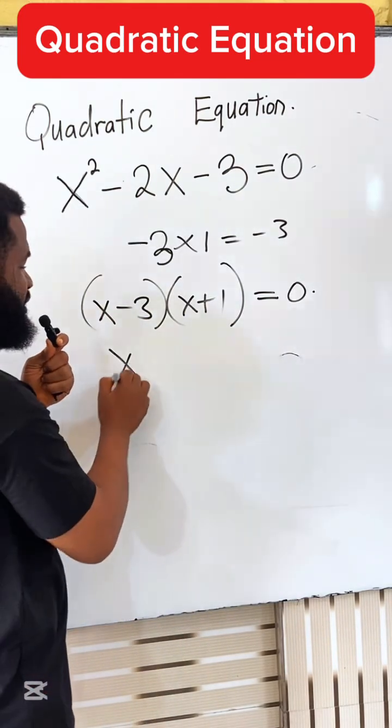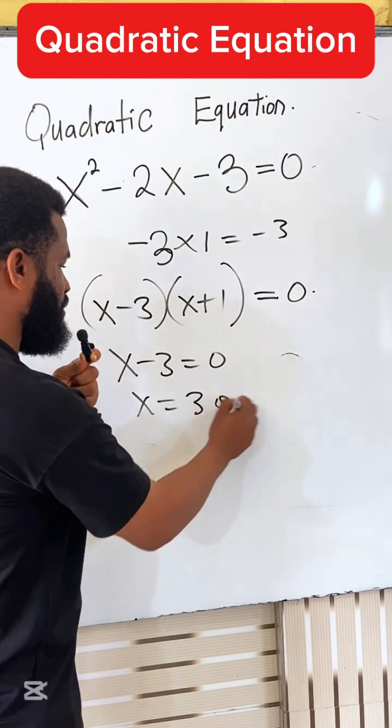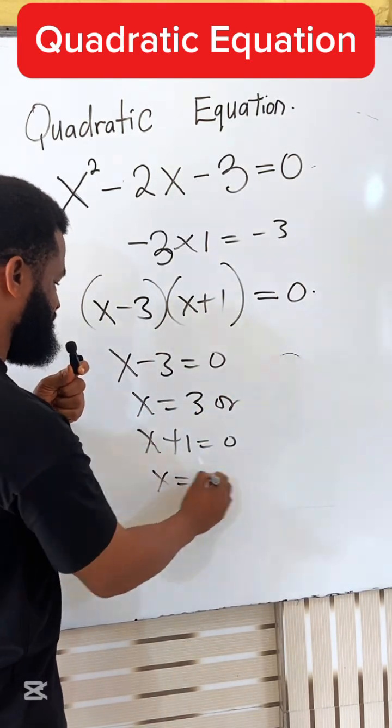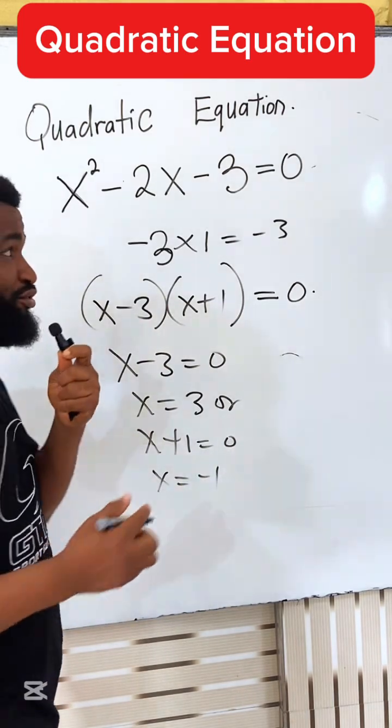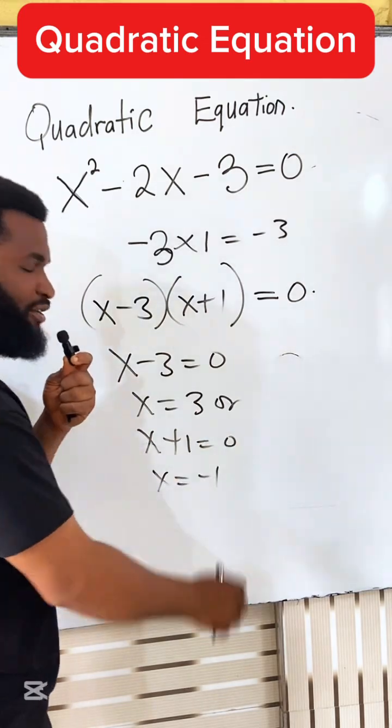I'm going to have x minus 3 is equal to 0. That means that x is 3, or x plus 1 is equal to 0, and that means x is minus 1. So the real solution to this quadratic equation is plus 3 or minus 1.